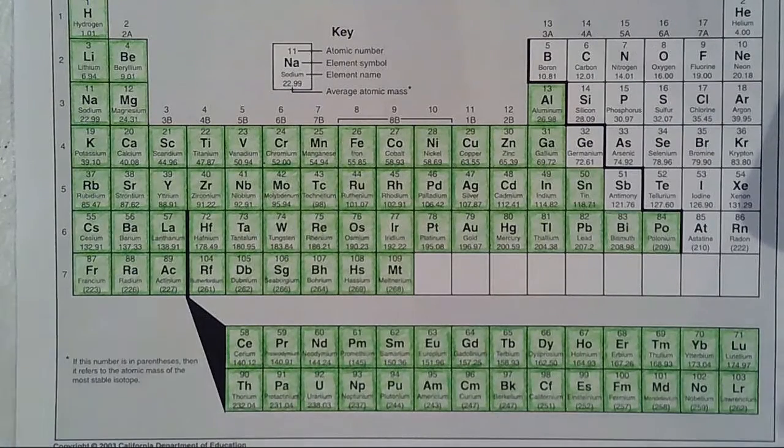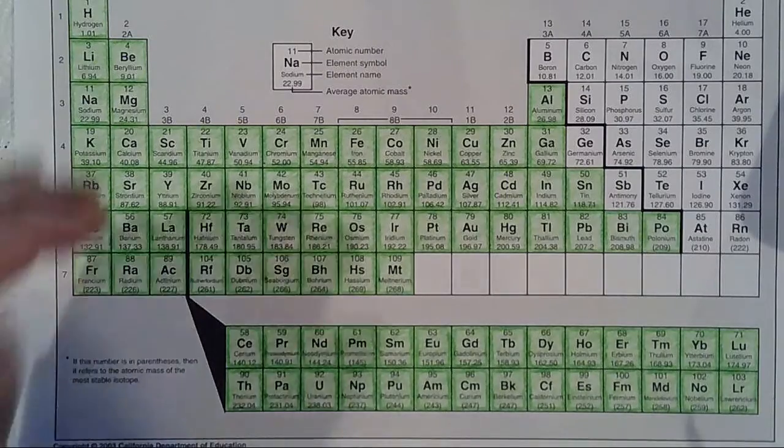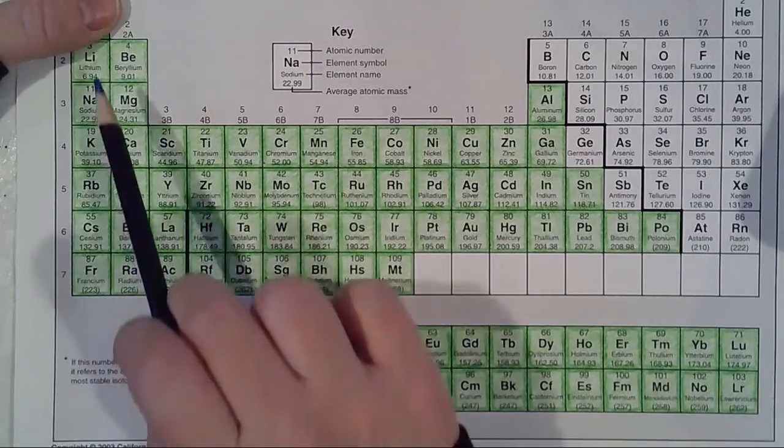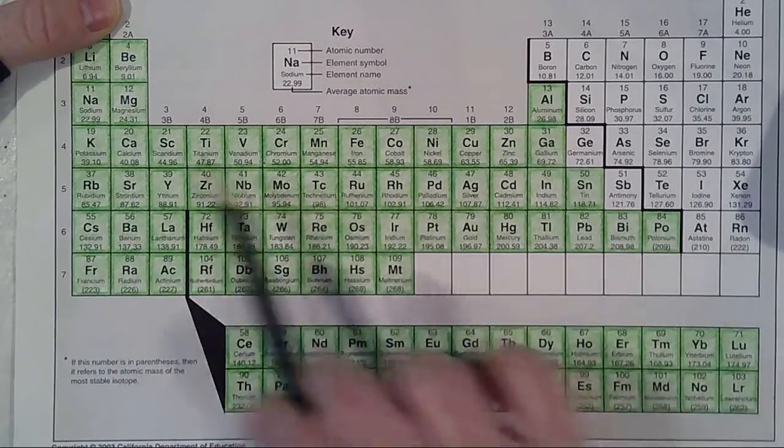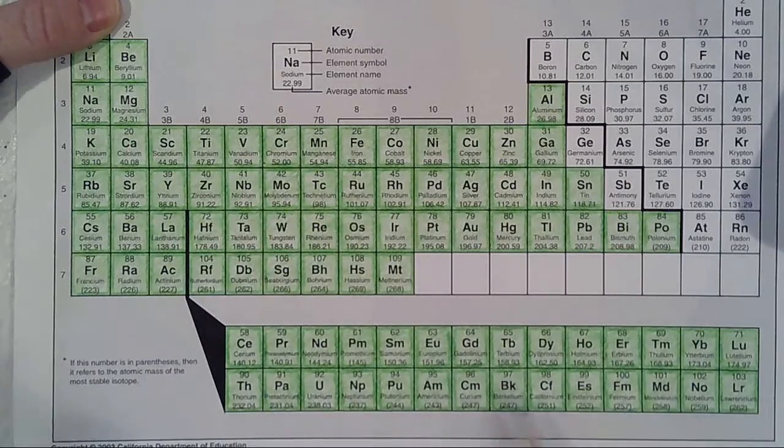All right, so what I've done here is I just want to be able to show you where the different types of elements are in the periodic table. What I've done so far is I've color-coded the metals green. We ignore hydrogen up here, and all of these are considered metals, including our F block at the bottom. So it's literally almost our entire periodic table that is considered metal.